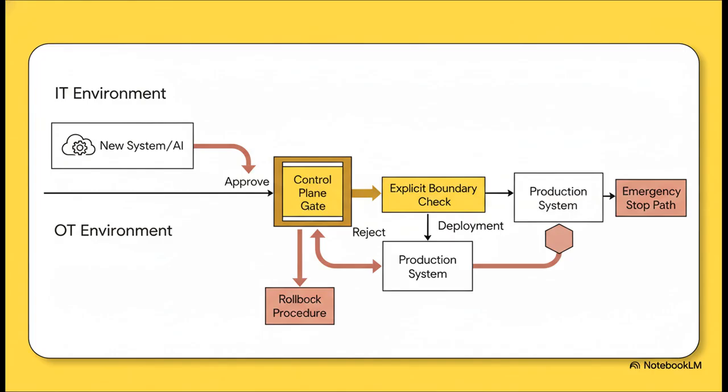So how in the world do you manage all that risk? Well, that brings us to our very first critical safeguard. You have to establish crystal clear deployment boundaries. This is all about defining, with zero ambiguity, exactly what a new system, especially something like an AI, is allowed to do and where it's allowed to do it. These boundaries can't be fuzzy. They have to be totally explicit.